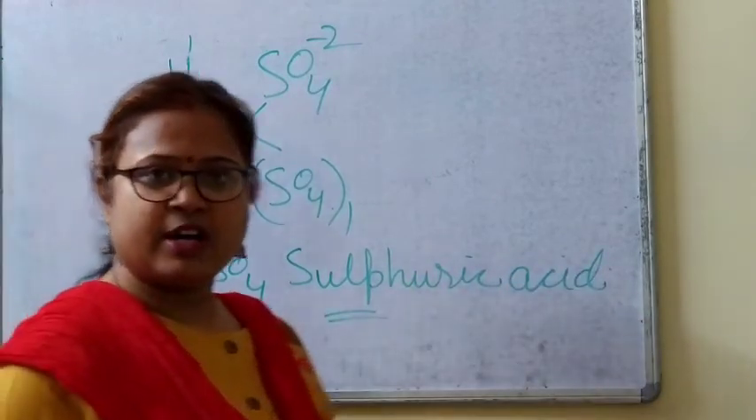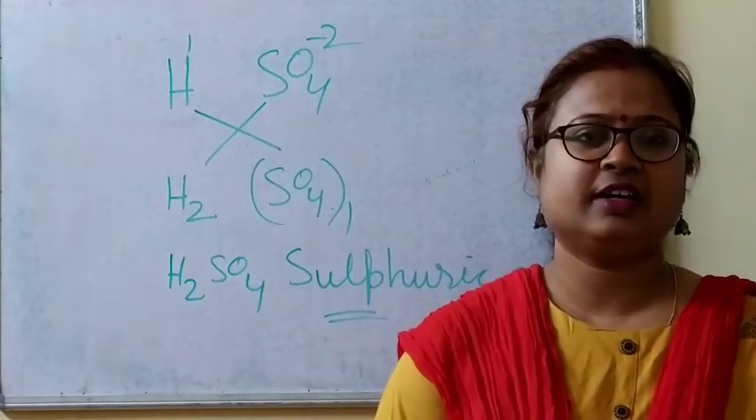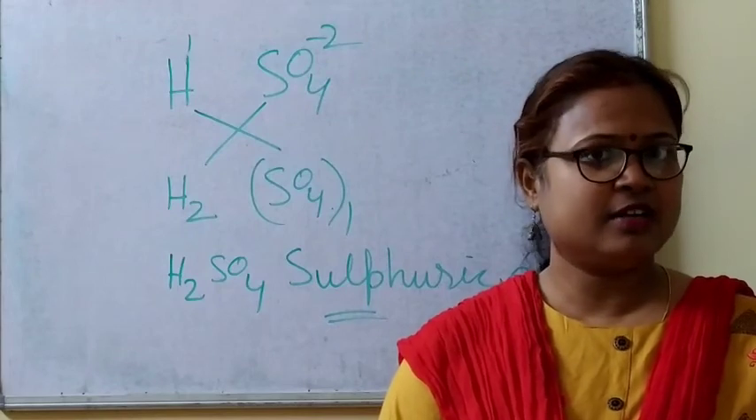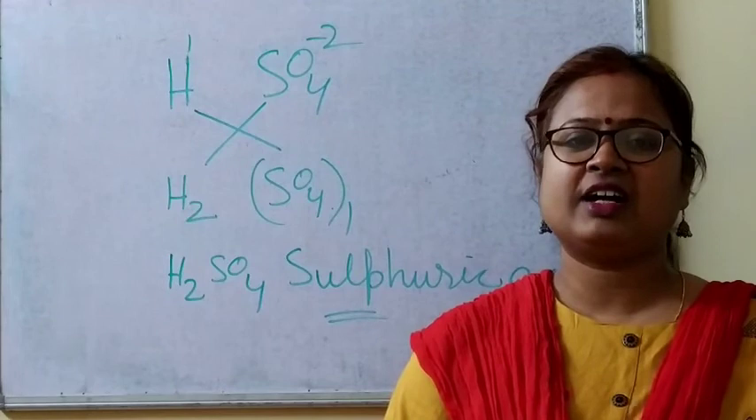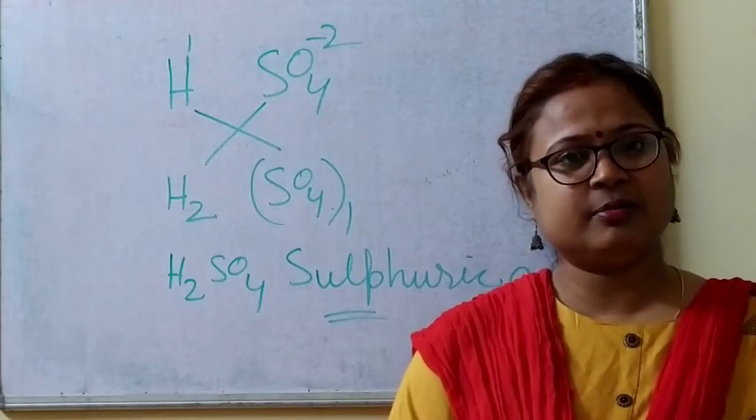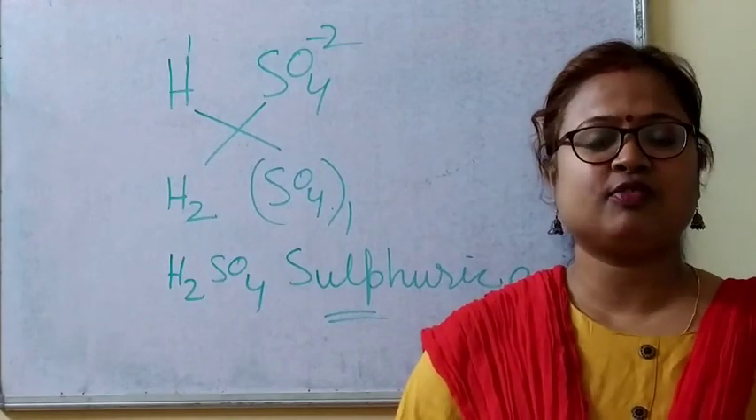Clear? So I hope now it is very much clear to all of you how to write the chemical formula by crisscross method. And for that, valency is very important, and to know the valency, atomic number is very important. So first you learn all the atomic numbers that I have uploaded in my video, and then you find out the valency from the atomic number.